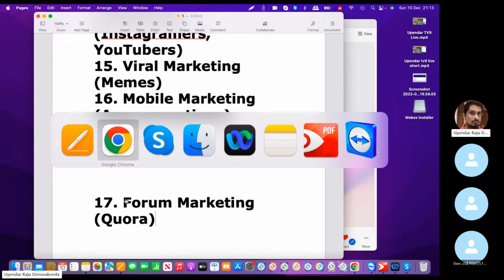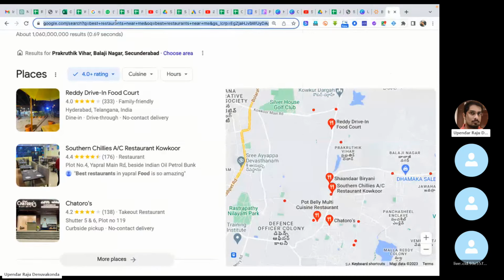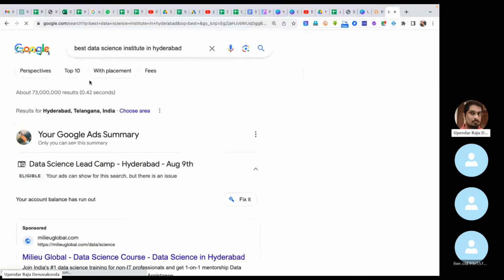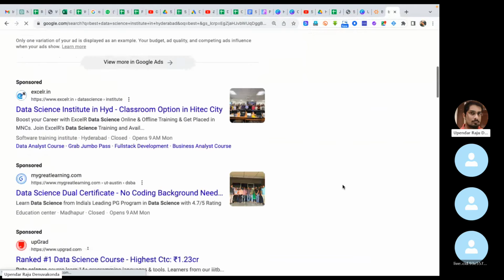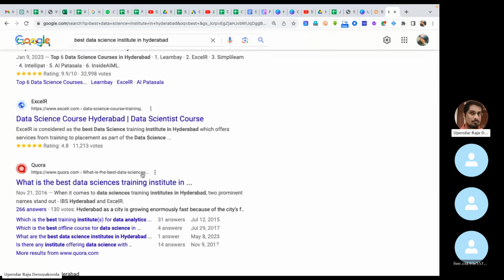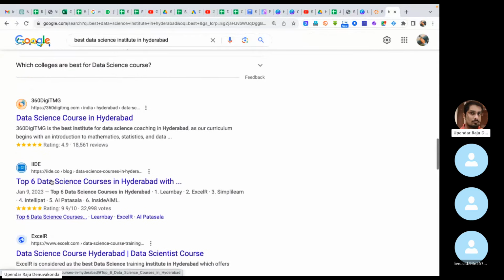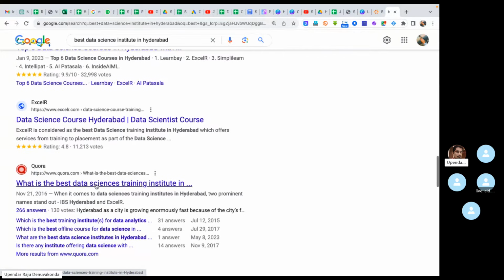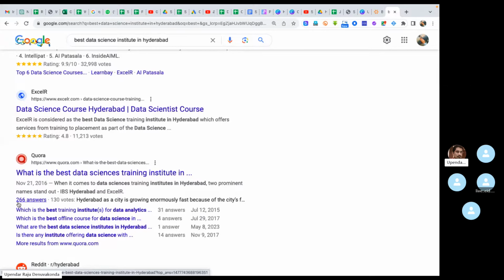Let me show you one example for Quora. I was looking for the best data science institute in Hyderabad, and you can see, along with these SEO results, these are the Google ads and Google Maps, and you can see Quora is ranking in the fourth position here. So maybe one, two, three, four. That means people would even go to Quora to read the answers for this question. What's the question here? The best data science institute in Hyderabad. There are 266 answers, a very high number of answers here.